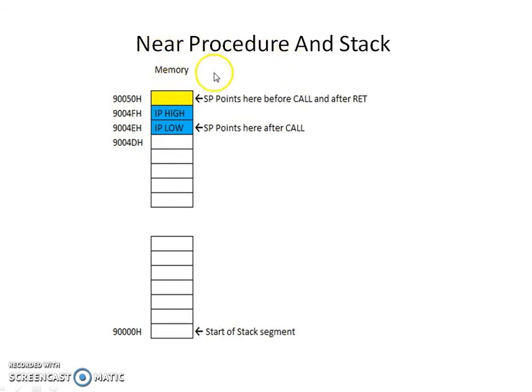A near procedure means the procedure is residing within the same code segment. That's why there is no need to load the CS register contents. You have to load only the IP register contents. The IP register contains the address of the next instruction in the program. So SP points here after the call. This is about the near procedure, and when you complete the sequence of operations in the procedure and encounter return, the stack pointer points to the top of the stack like this.